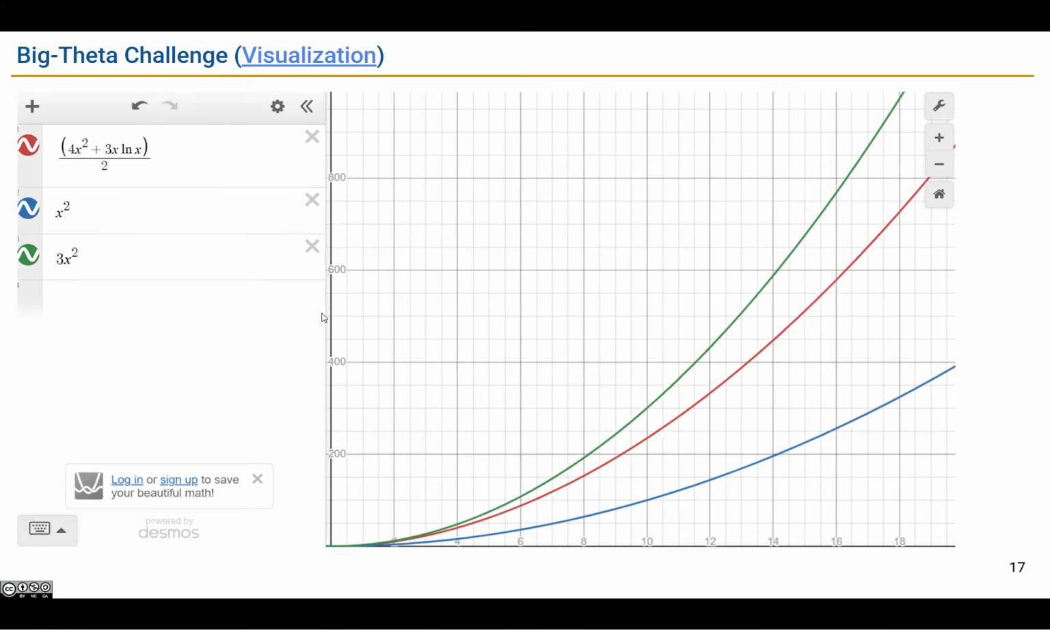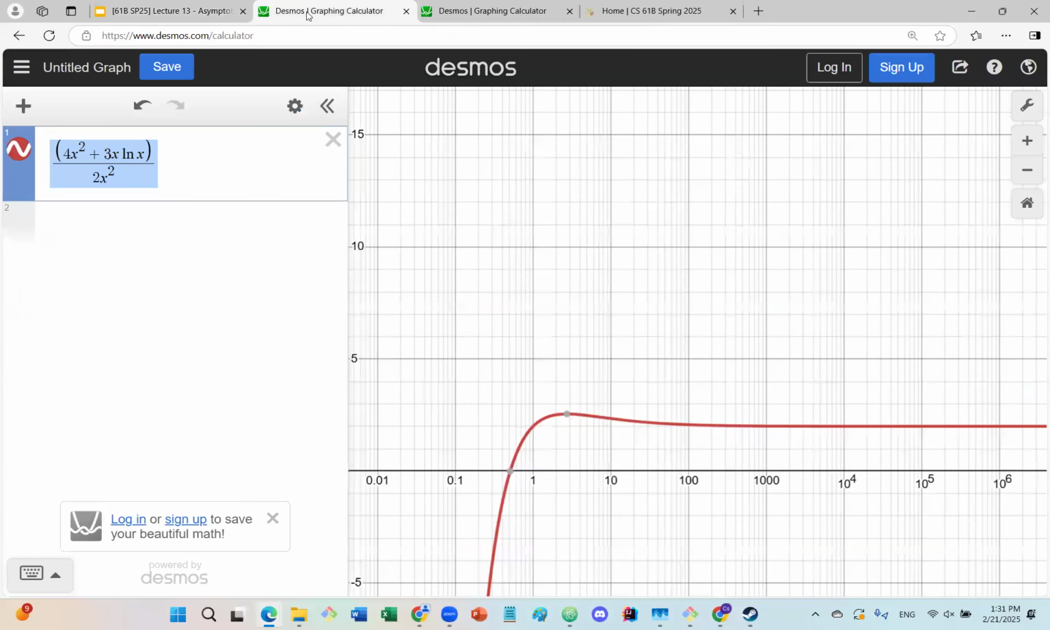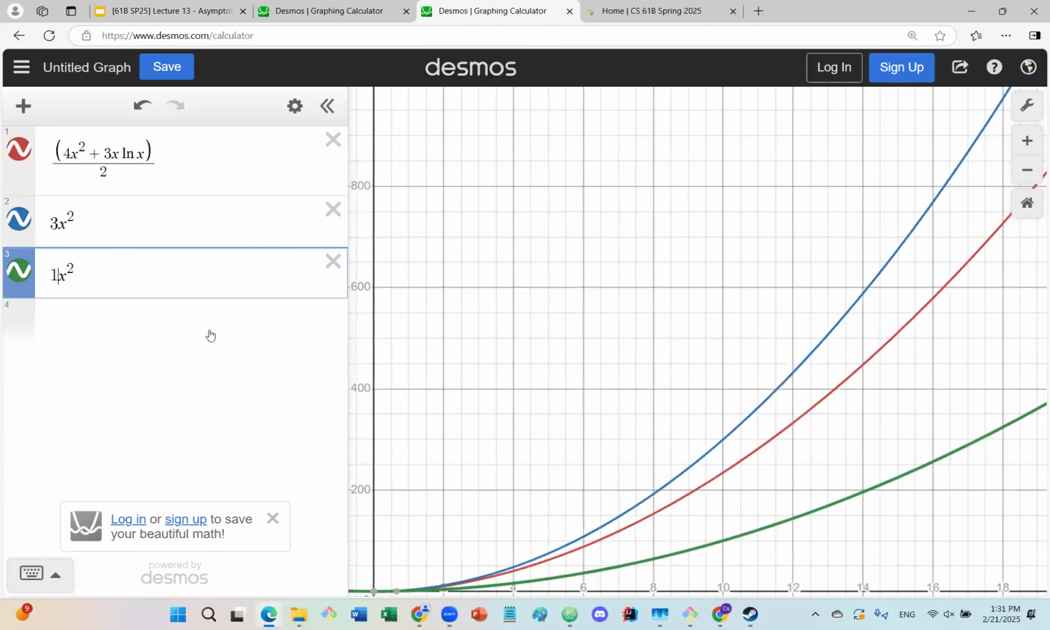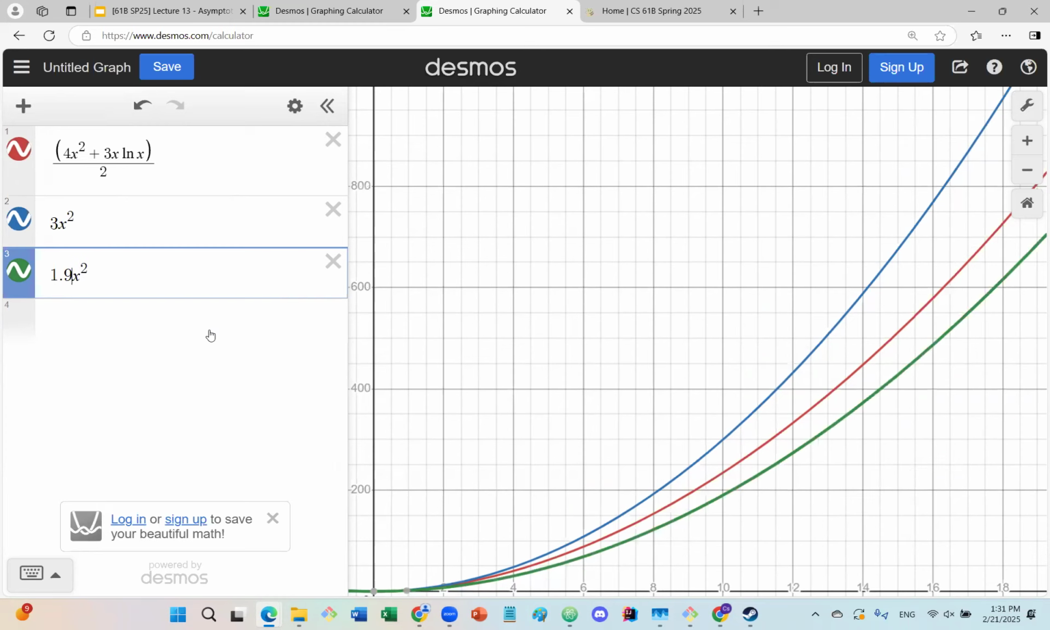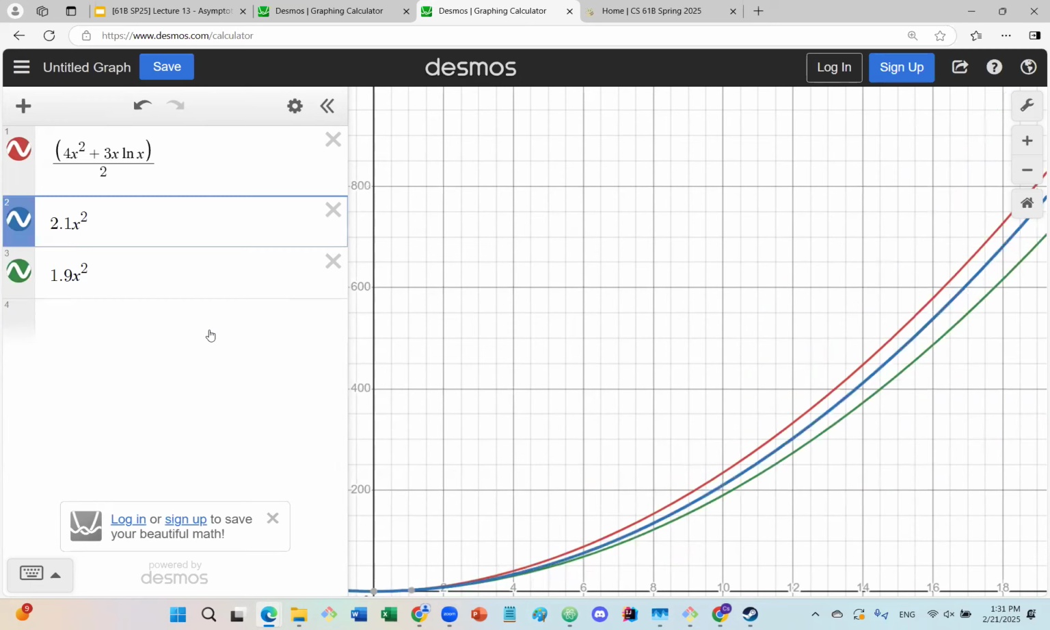It's not the tightest bound. I'm not fully satisfied with this though. Because if I take a look at this, I claimed that anything less than 2 is going to be fine and anything greater than 2 is going to be fine for this. So what if I do 1.9 and 2.1? Now all of a sudden, the red line is outside the bounds between the blue and green.